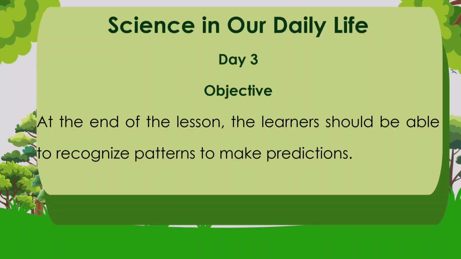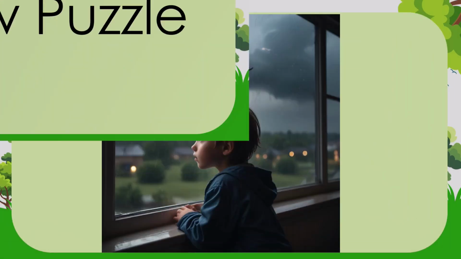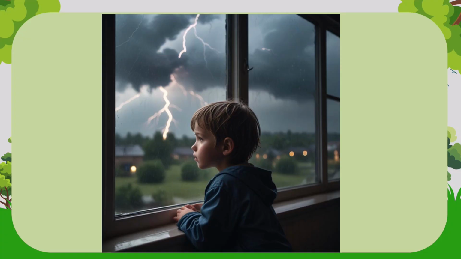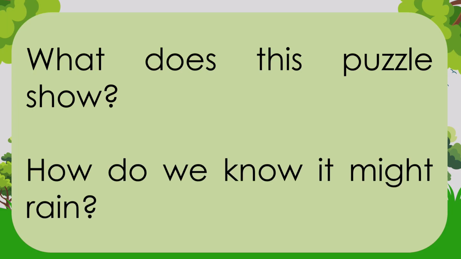Science in our daily life, Day 3. Objective. At the end of the lesson, the learner should be able to recognize patterns to make predictions. Jigsaw puzzle. Let the learners solve a jigsaw puzzle of an illustration related to predicting. What does this puzzle show? How do we know it might rain?